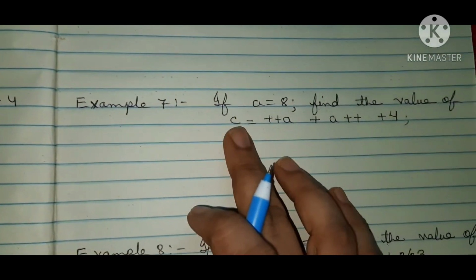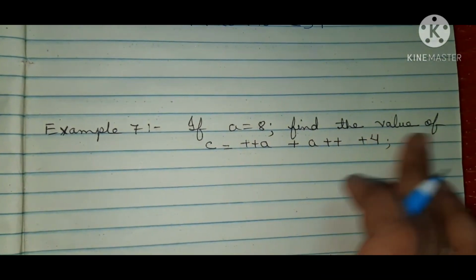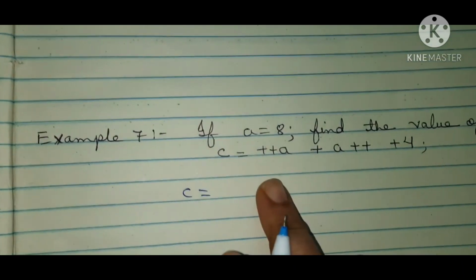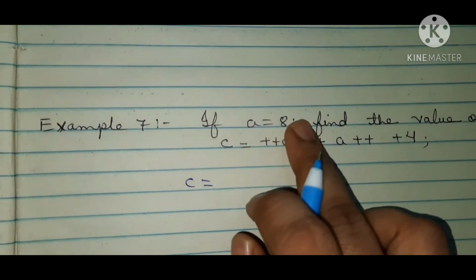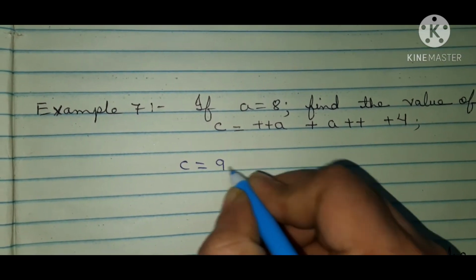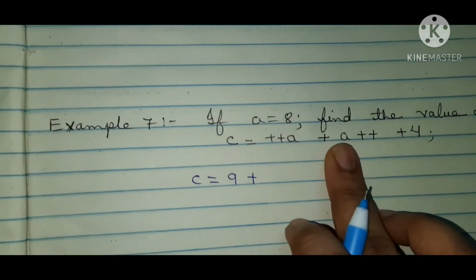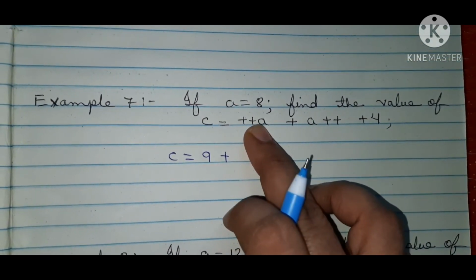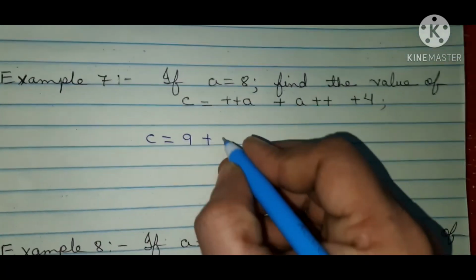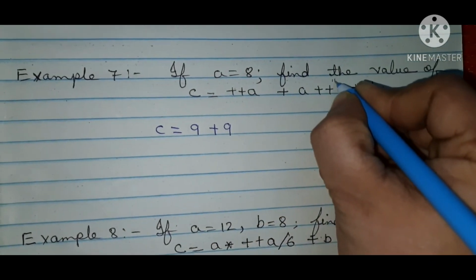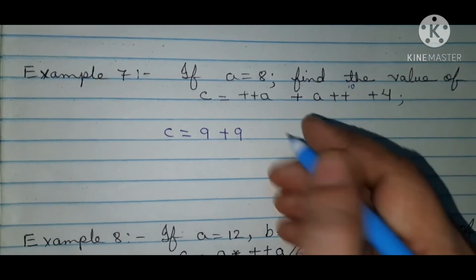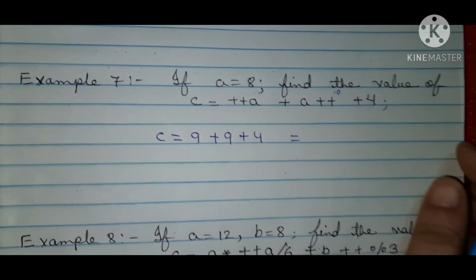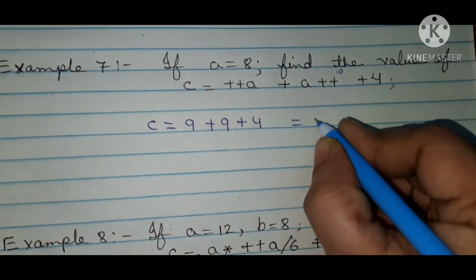Again let's see this. If A equal to 8, find the value of C. So here C equal to, first we'll increase. So 8, it was 9, A value became 9. So here also we have to first write and then increase. So here it was 9, so here also we have to write the value as 9. Then it has become 10, but of no use, plus 4, 22.